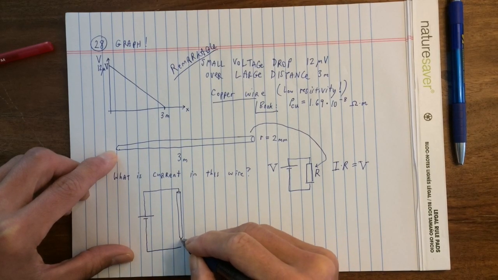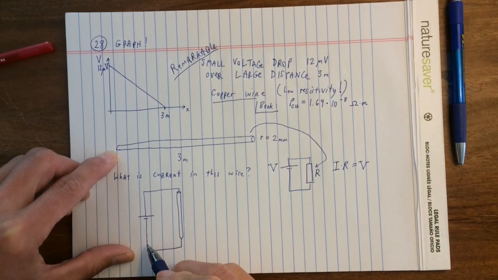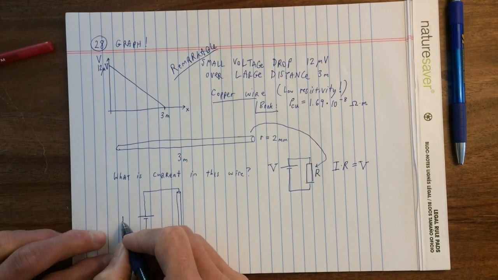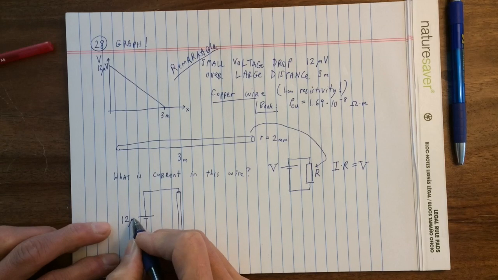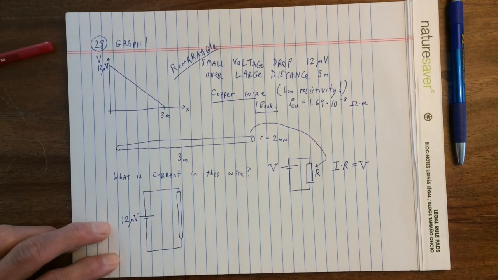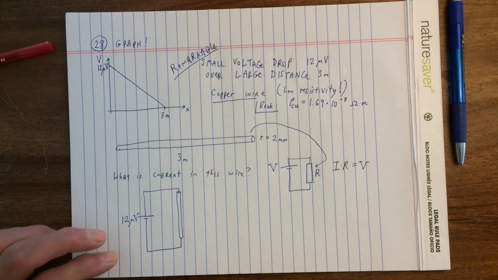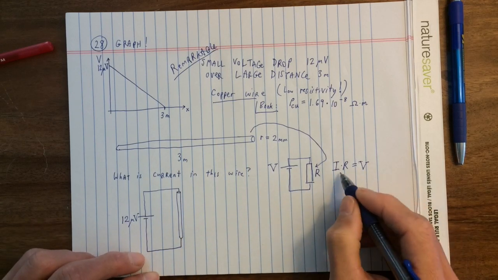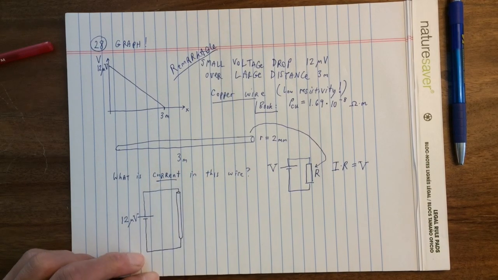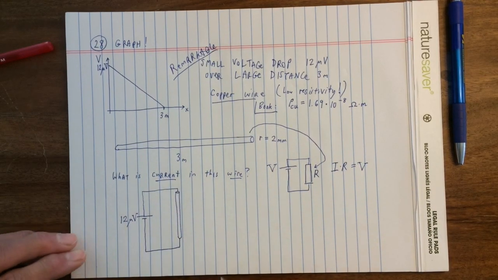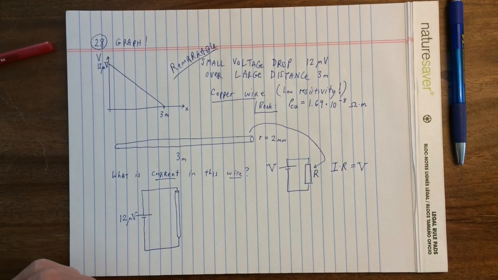And then I'm going to connect another infinitely conductive piece of thin wire. And I'm going to say that I'm going to apply 12 microvolts across all 3 meters of that copper. And I'm going to check what is the current, right? The goal is the current. What is the current in this wire? Right, that's the question. So what can I do?